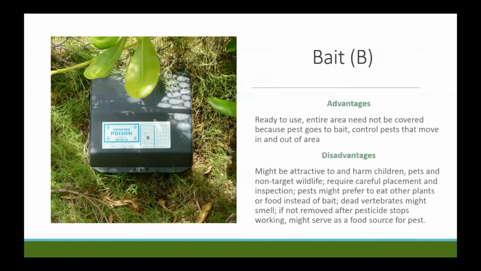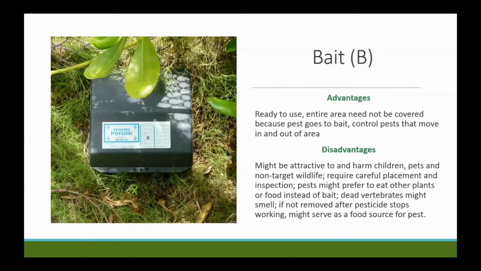The advantages of bait blocks are that they're ready to use, the entire area need not be covered because the pest goes to the bait, and they control pests that move in and out of the area. The disadvantages are that they might be attractive to and harm children, pets, and non-target wildlife. They require careful placement and inspection. Pests might prefer to eat other plants or food instead of bait. Dead vertebrates might smell if not removed after the pesticide stops working, and they might serve as a food source for a pest.